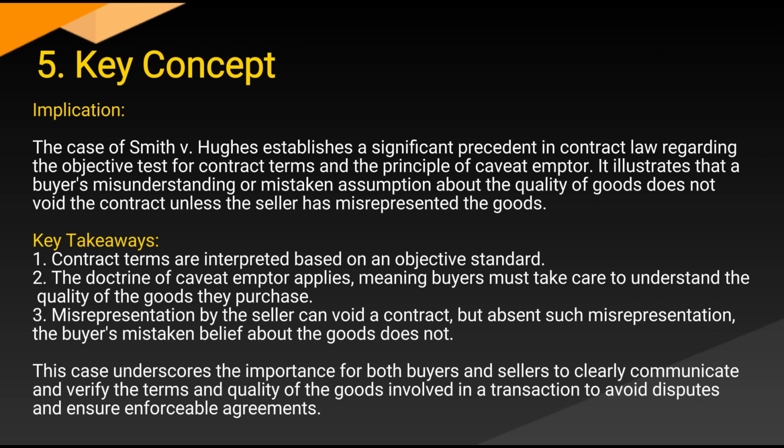Key takeaways. 1. Contract terms are interpreted based on an objective standard. 2. The doctrine of caveat emptor applies, meaning buyers must take care to understand the quality of the goods they purchase. 3. Misrepresentation by the seller can void a contract, but absent such misrepresentation, the buyer's mistaken belief about the goods does not. This case underscores the importance for both buyers and sellers to clearly communicate and verify the terms and quality of the goods involved in a transaction to avoid disputes and ensure enforceable agreements.